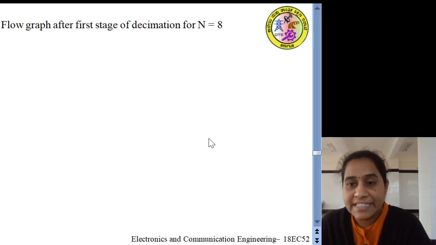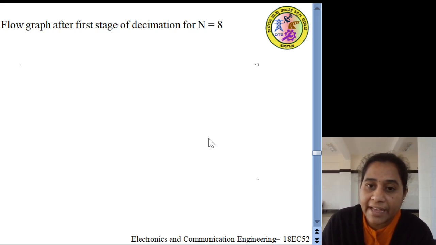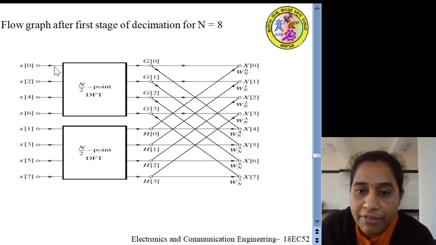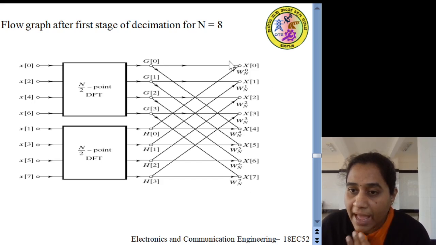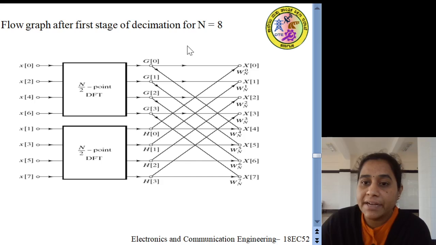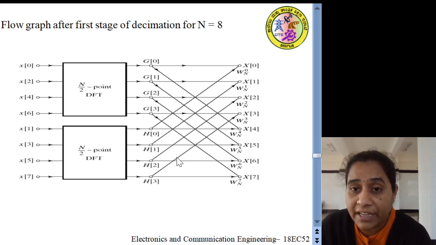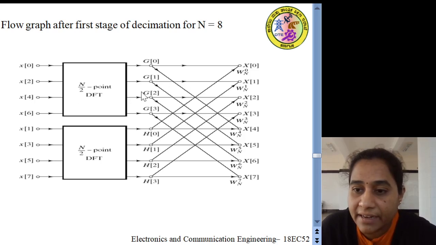So, after the first stage of decimation, we can write the flow graph for the value of N equal to 8, as we can observe here. We have considered the values from x[0] to x[7], which are decimated into 2. As we considered N equal to 8, obviously this is decimated into N/2, that is two 4-point values, g and h. g is a 4-point DFT and h is again a 4-point DFT. So, we can observe here.